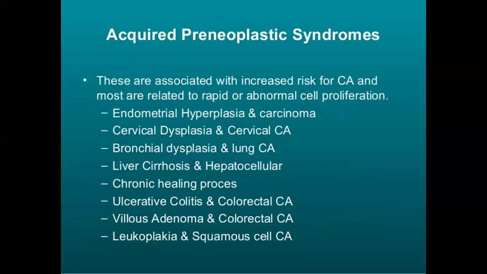इसी तरह दूसरा जो है कि acquired pre-neoplastic syndrome, यानी pre-neoplastic, यानी neoplastic से पहले की condition जो ultimately change होगी आगे जाके neoplastic tumor-like condition. These are associated with the increased risk for CA and most are related to rapid or abnormal cell proliferation. उसमें कौन-कौन से आ जाएंगे?